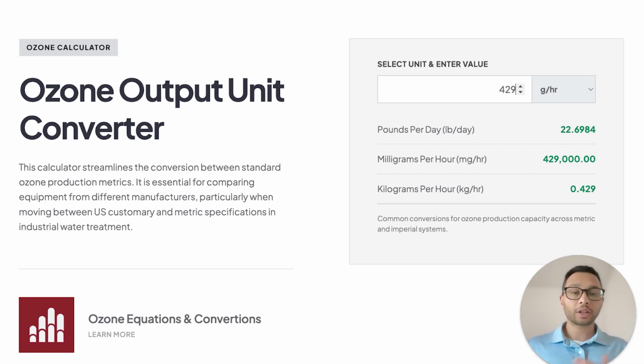Once again, you're not doing any math here in terms of figuring out how much ozone is being created. You already have the grams per hour. What this is doing is helping you convert the grams per hour into pounds per day.